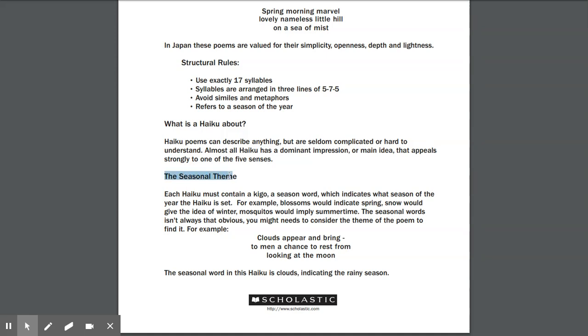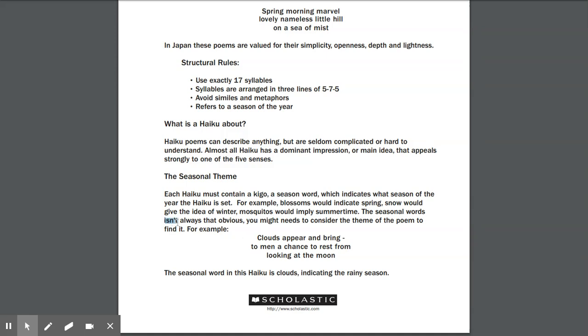This last bit here is important, the seasonal theme. Each haiku must contain a kigo, a season word, which indicates what season of the year the haiku is set. For example, blossoms would indicate spring, so we think about flowers in the springtime. Snow would give the idea of winter. Mosquitoes would imply summertime. Boy, is that right.